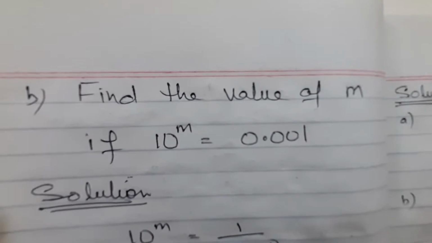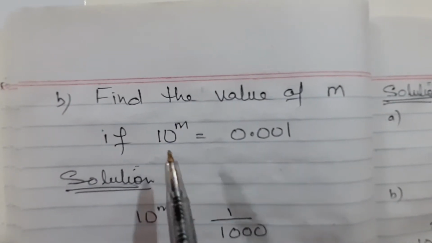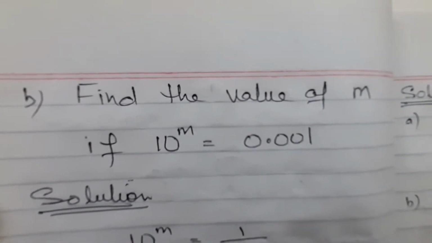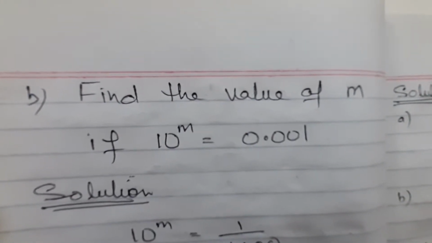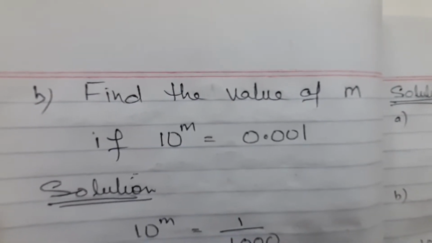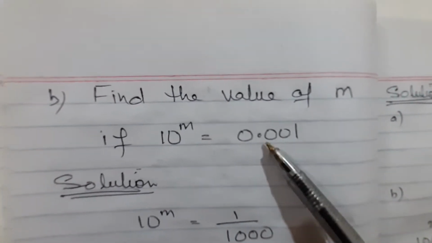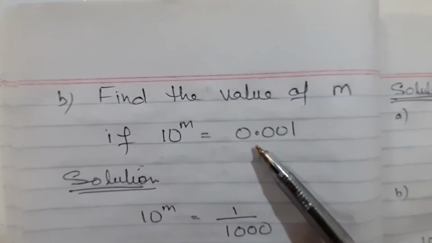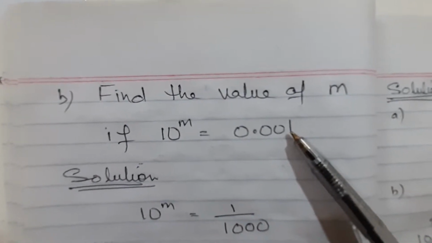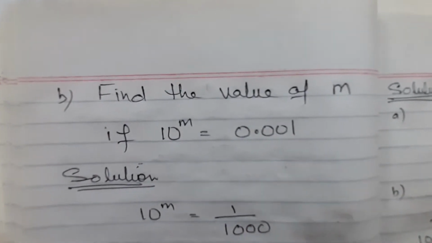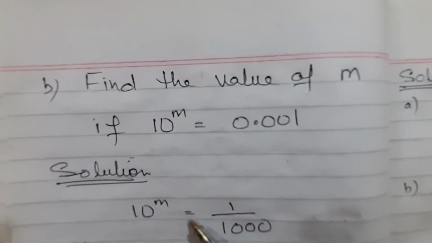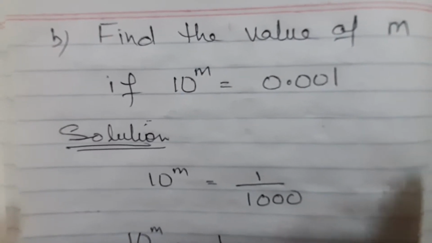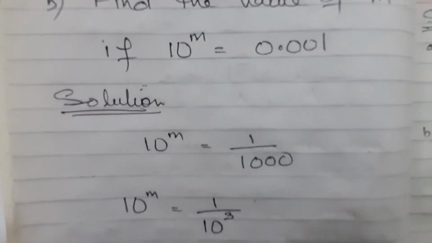Okay, same type of question. Now see, find the value of m if 10 power m equals to this. Now if you remember, in my previous video I told you it's very convenient at times to change decimal into fraction. So if I see here, after decimal I have 3 digits. So if I change this decimal number into fraction, I can write 1 upon 1000, because after decimal there are 3 digits. So 10 power m equals to 1 divided by 1000, and 1000 simply means 10 power 3, right?